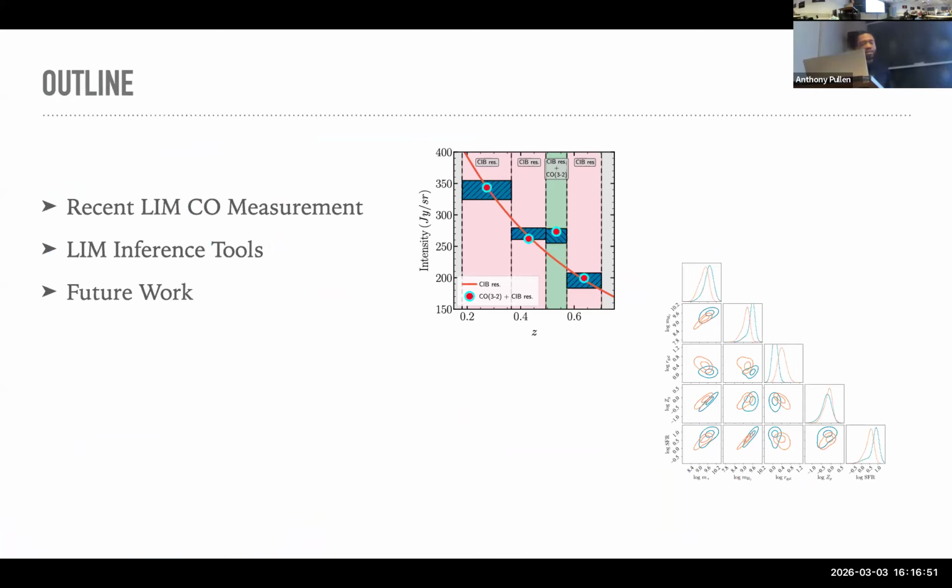So the rest of my talk is going to go as follows. First, I'm going to take a side detour to talk about a recent CO measurement that my postdoc did using a stacking analysis. And then the bulk of my talk will really be about different inference tools that we've been developing in our group in the hope of building a pipeline for doing future line intensity mapping measurements of galaxy evolution. And then finally, assuming I have some time left, which we started late so I probably won't, I'll highlight some future work that we're doing.